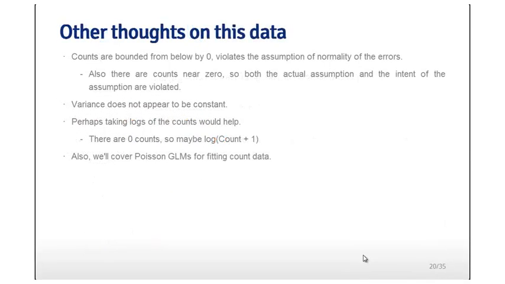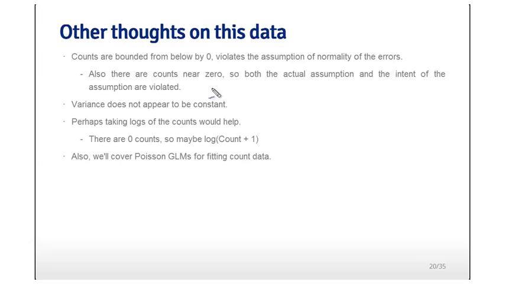Okay, so some other thoughts on this data. I want to indemnify myself from this kind of sloppy analysis. The counts are bounded from below by 0, which violates the assumption of normality of the errors. There's counts near 0, so both the actual assumption and the intent of the assumption are violated. If you have a bunch of counts and they're nowhere near 0 and they're nice and normally distributed, then even though they're counts, it doesn't matter. You can still use a Gaussian distribution for the residual. But these have counts near 0.